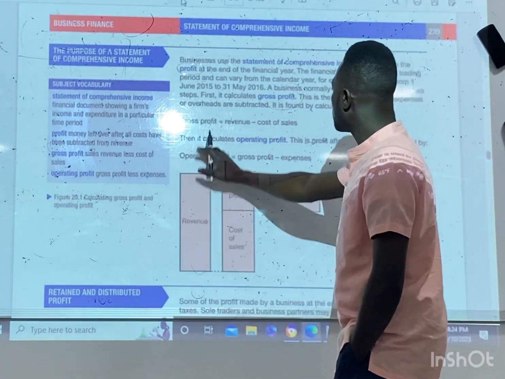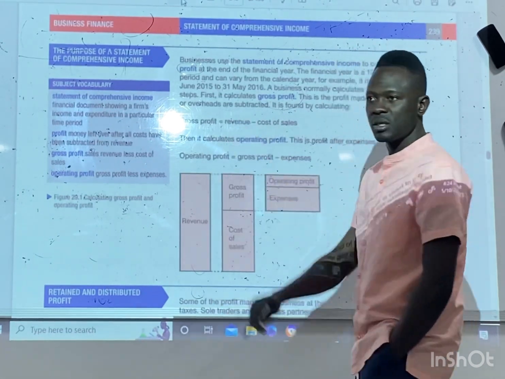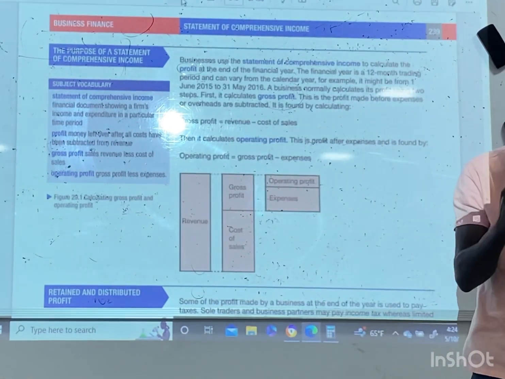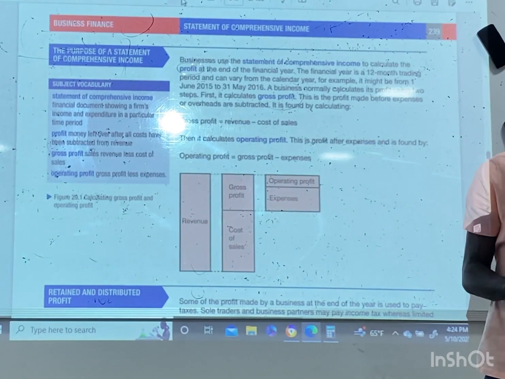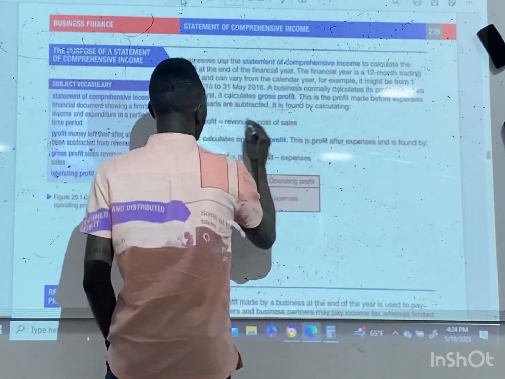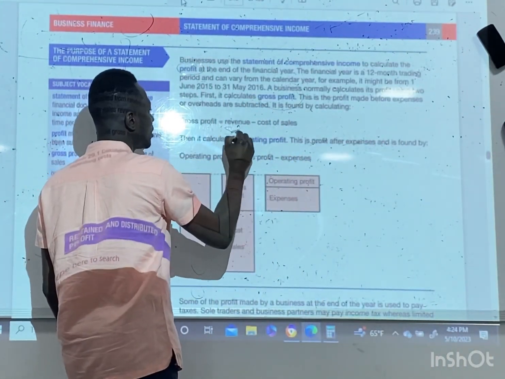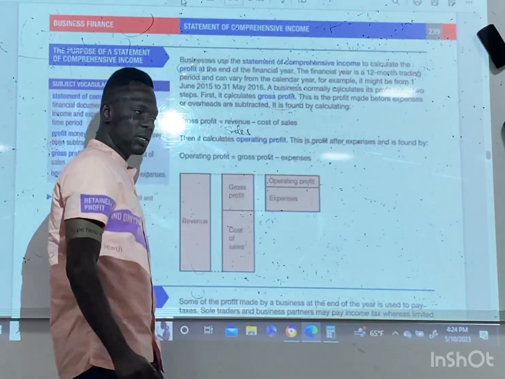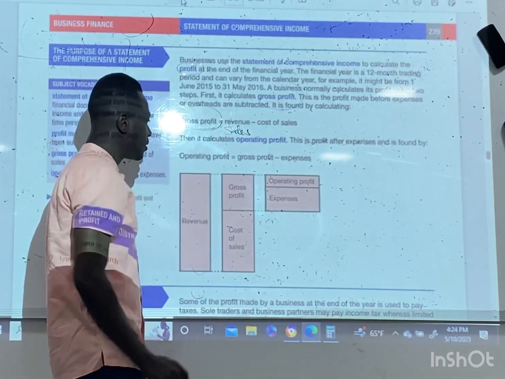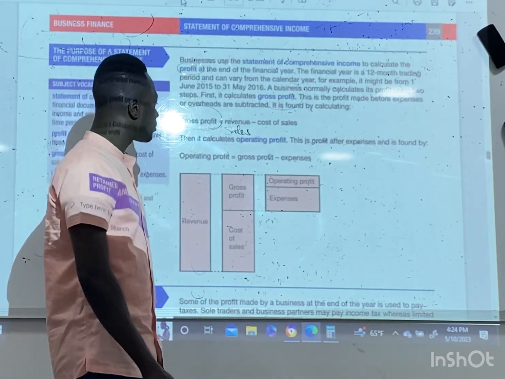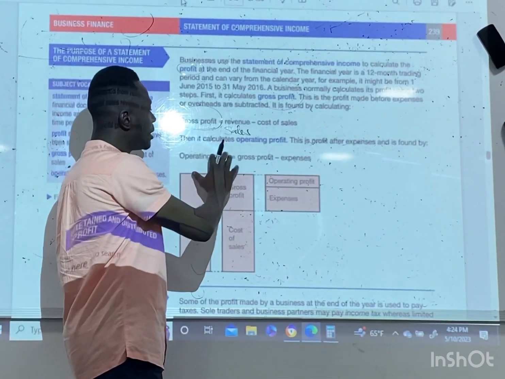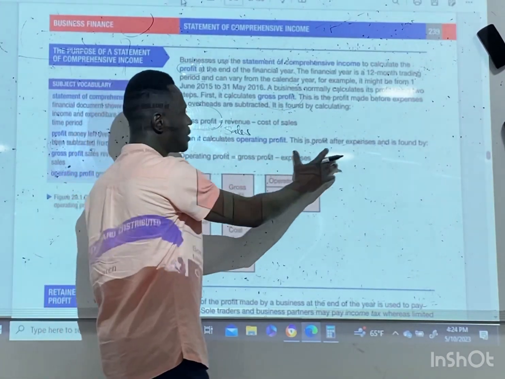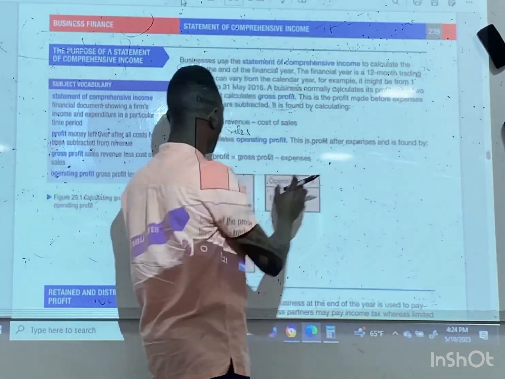So here they said gross profit is revenue minus cost, which is what I just said now. I said sales minus cost of sales. So your sales, your revenue is the same as what? Sales. Minus your cost of sales. That gives you gross profit. Is gross profit clear? Yes. And they said then it calculates operating profit. This is the profit after expenses and is funded by.